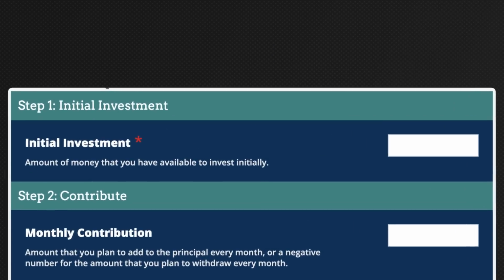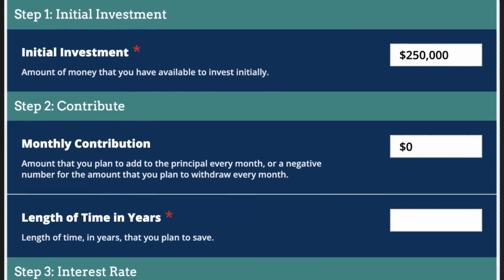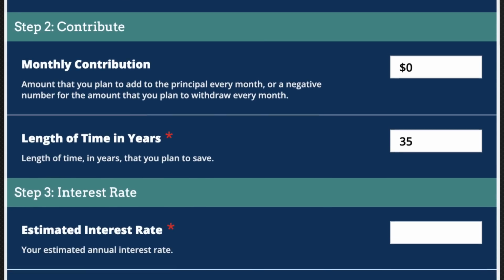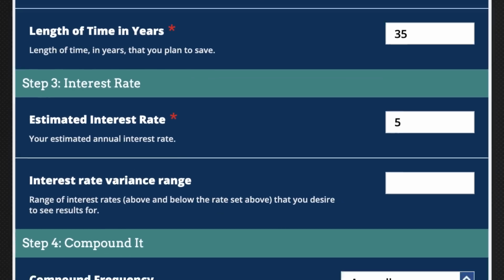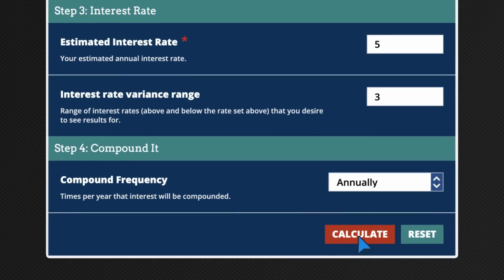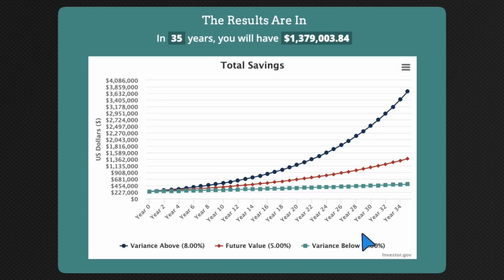You can enter in your initial contribution, any monthly contributions, your time frame you anticipate being invested, as well as the rate of return you expect. And the key point here is an interest rate variance. So a rate of return that you would expect above or below the interest rate you entered. So in this case, when I enter a 5% interest rate with a 3% variance, we'll ultimately get an 8% rate of return, a 5% rate of return, as well as a 2% rate of return over this time frame.